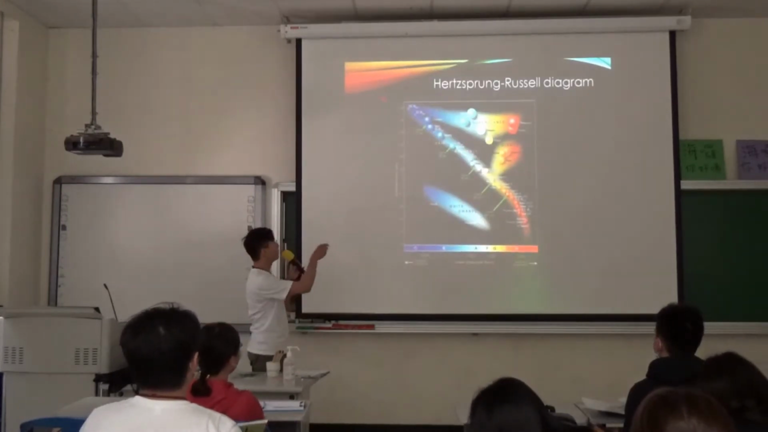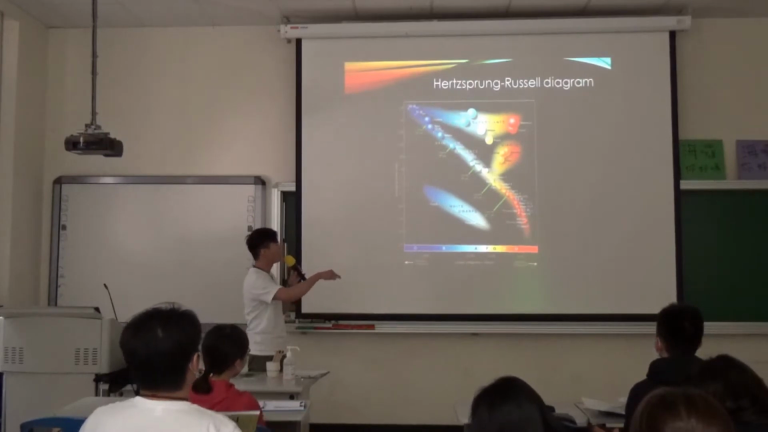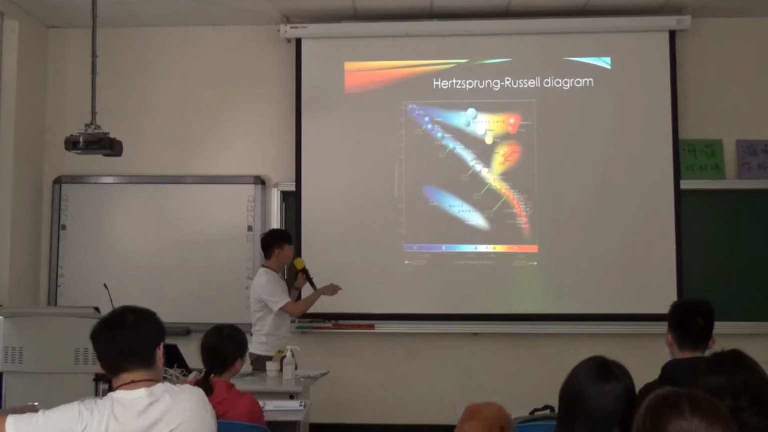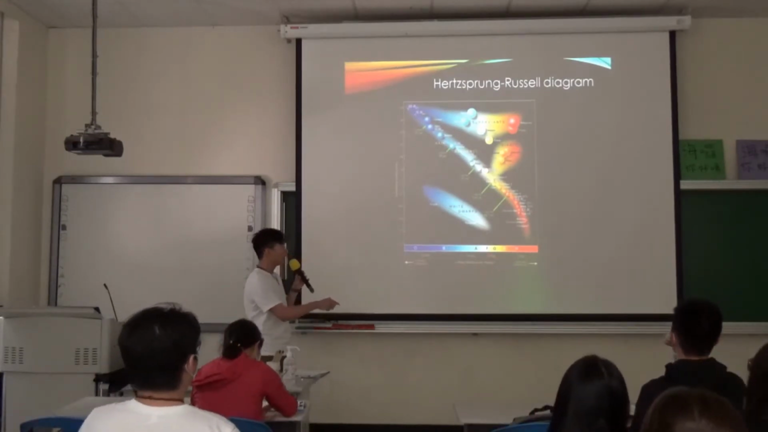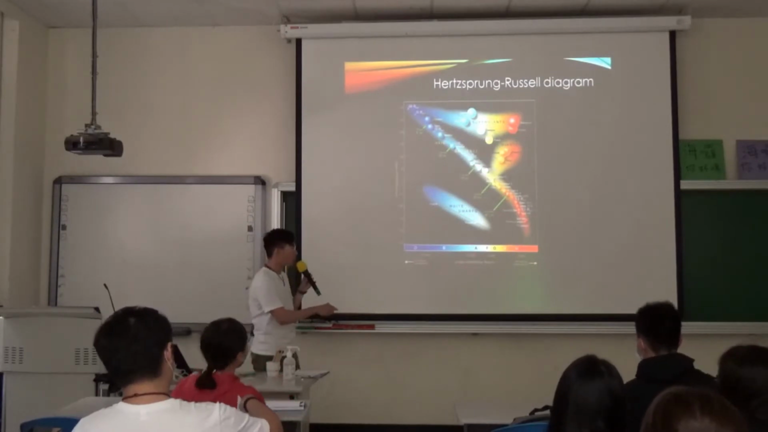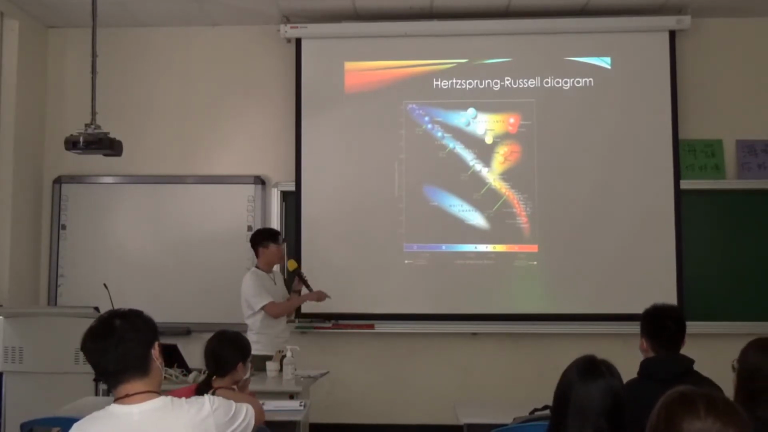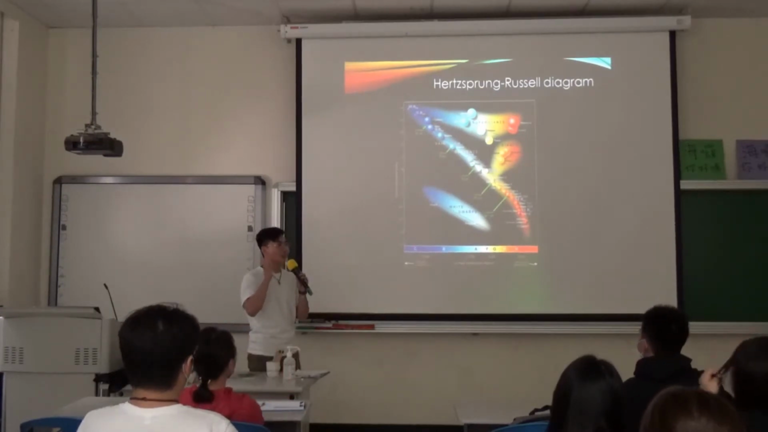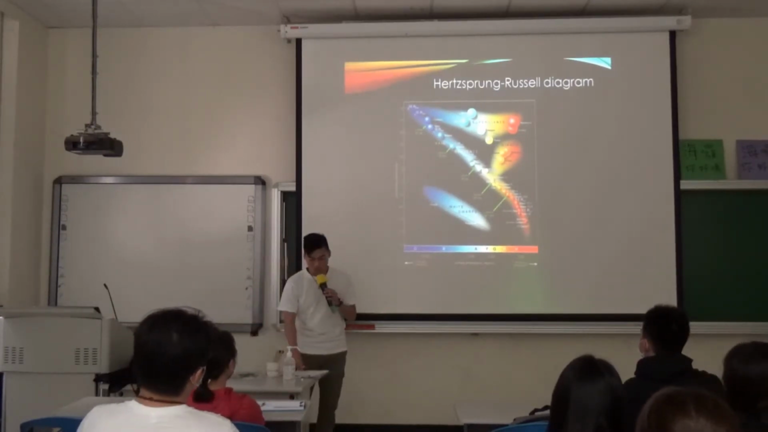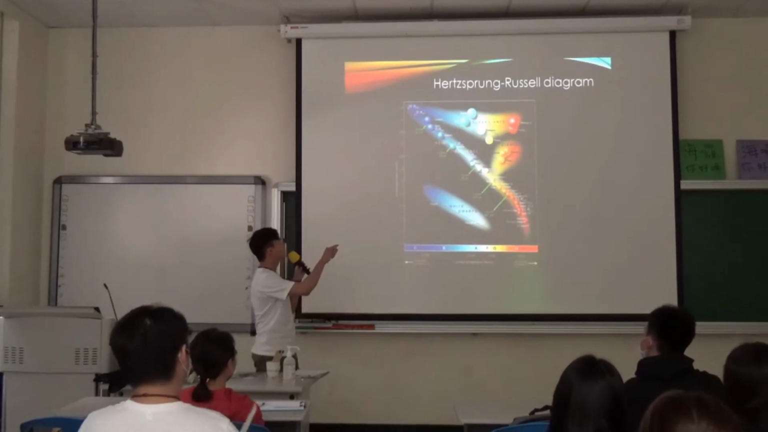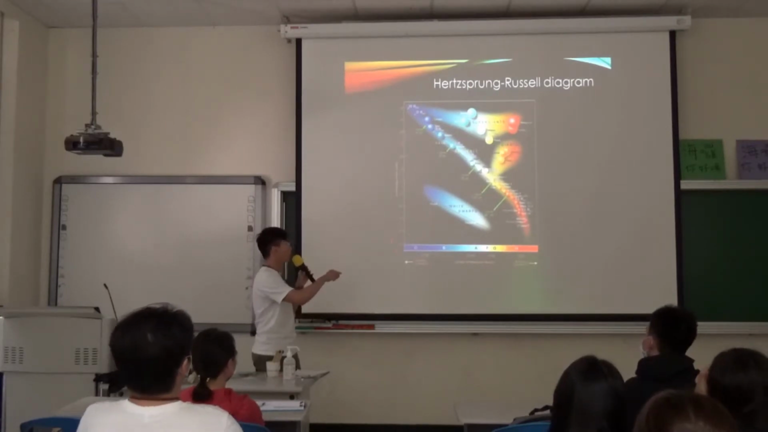And so this HR diagram just looks like this, and we can know the temperature from this. The left is higher temperature, and the right side means lower temperature. And this part is luminosity, and this is the higher, and this is the lower.